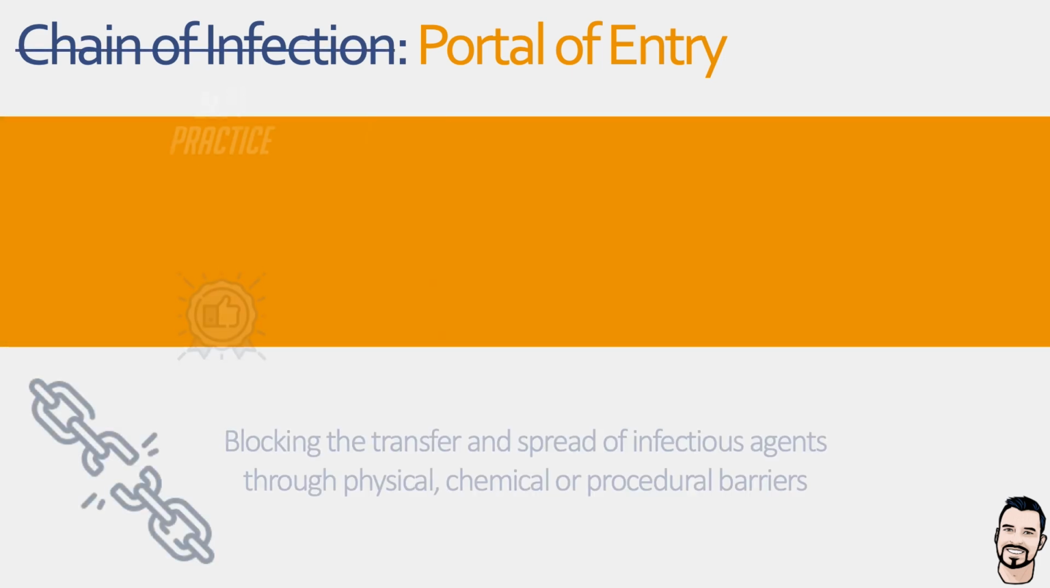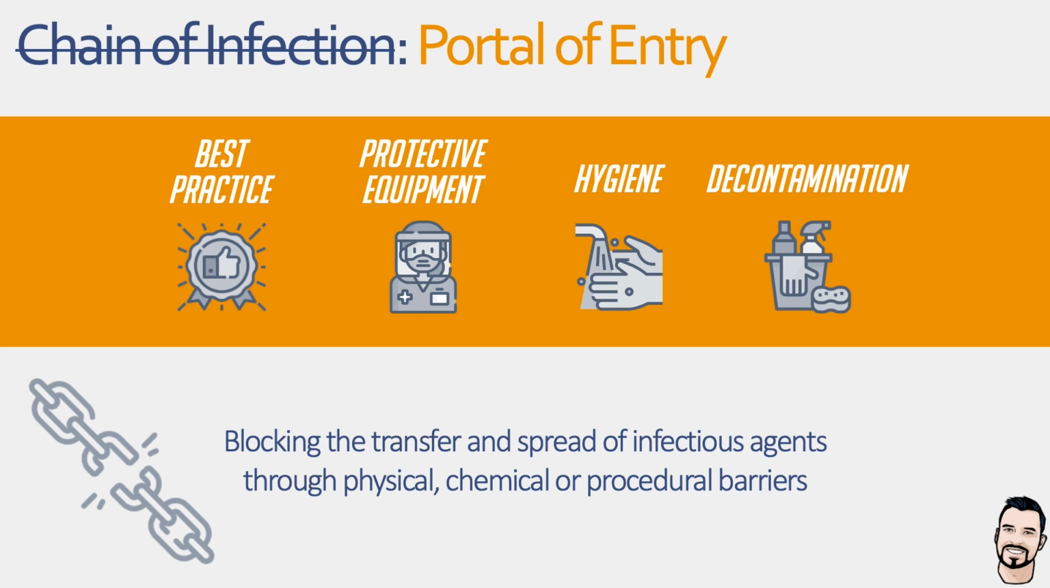And so how do we prevent infectious agents from accessing a portal of entry? Well, many of the control measures we see here should look familiar from our mode of transmission, things like best practice, PPE, good hygiene and decontamination. However, in the context of portals of entry, they are working by blocking access to vulnerable tissues. Even if a pathogen is present in the environment or has been transmitted, these measures will prevent it from entering the body through the respiratory tract, gastrointestinal tract, the urogenital tract, or damaged skin.